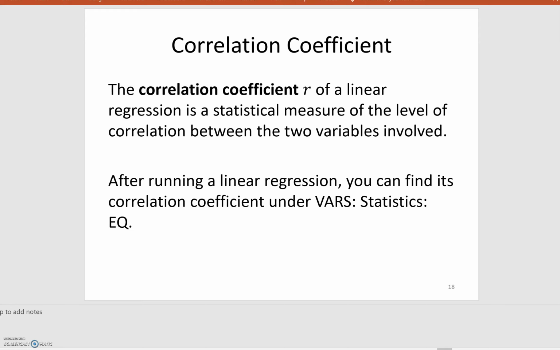What the correlation coefficient is, is a measure of the level of correlation between the two variables involved. So when I say two variables, if it's time and population, that's a very common one. Time would be one variable and population would be the other. And what does it mean to be correlated? Well, just as in common parlance, correlation means as one thing changes, the other thing changes.